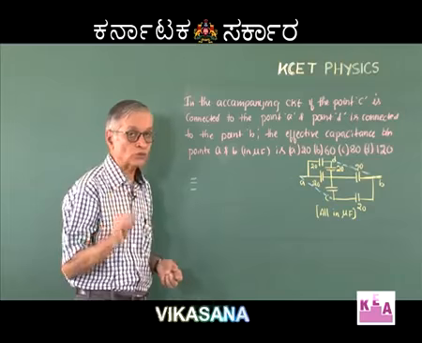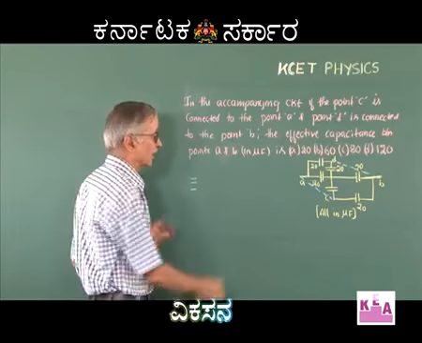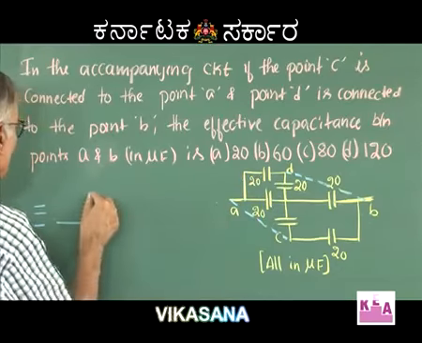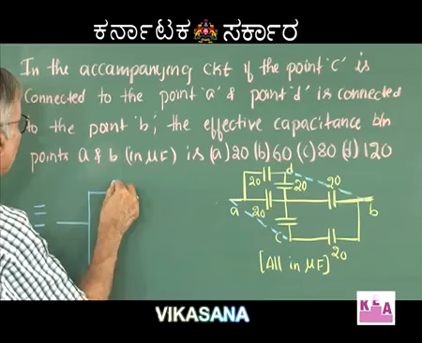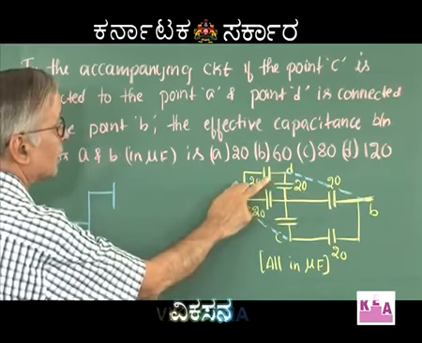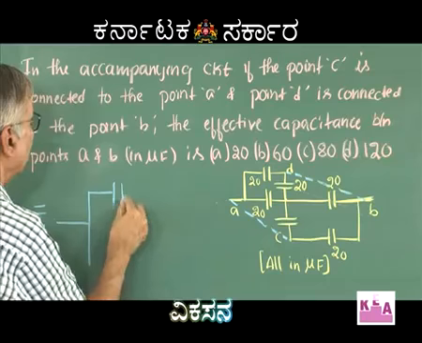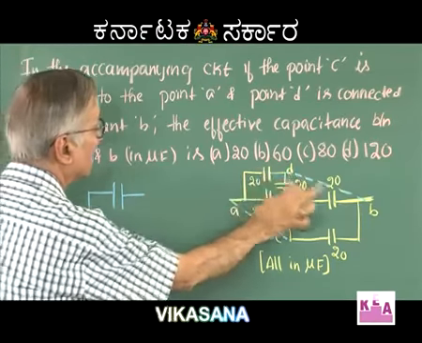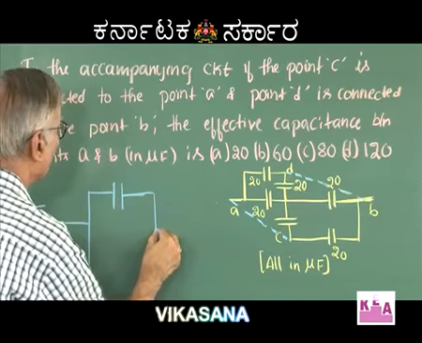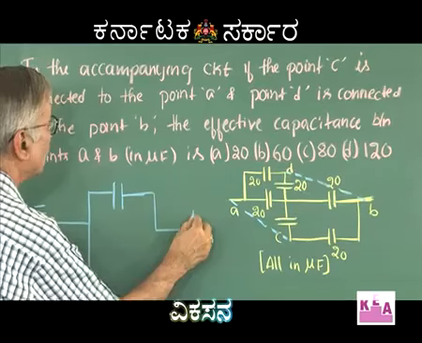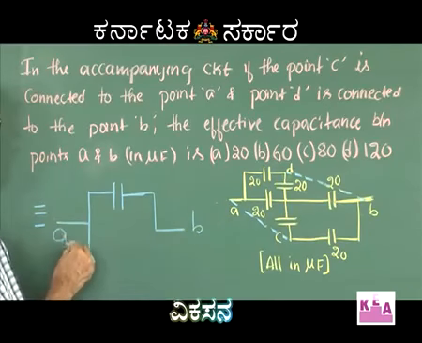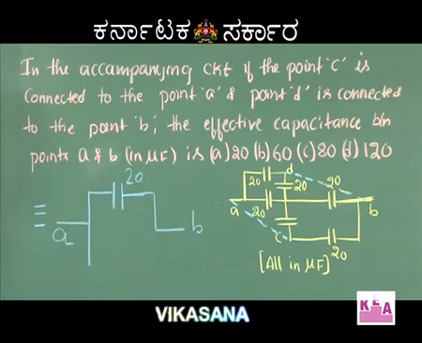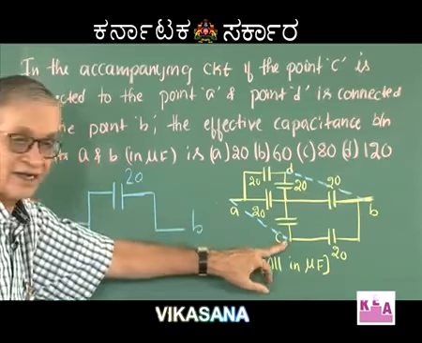I request you to note how I am drawing the equivalent circuit. A is connected to the first plate of this capacitor. Second is connected to D. Note, second is connected to D, but D is as good as B. Therefore, it is connected to the point B and this point is A, and this is going to be equal to 20 microfarad. Similarly, A and C are identical.